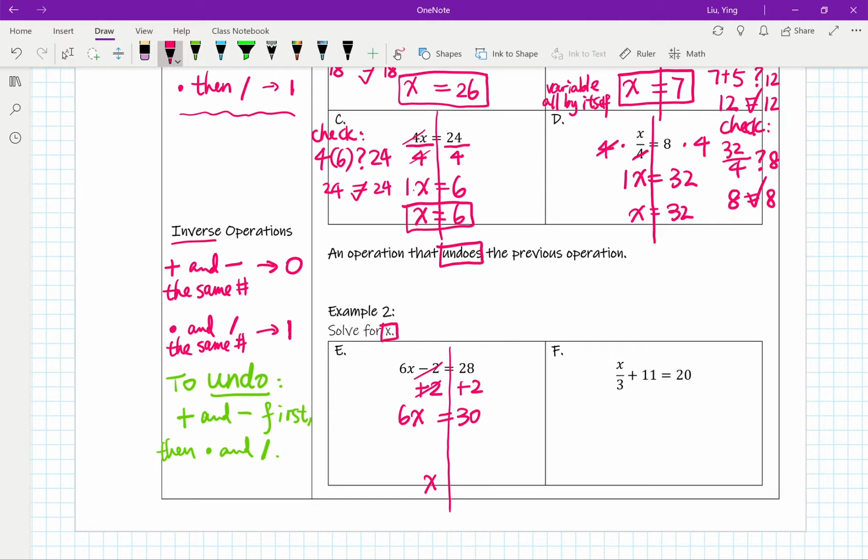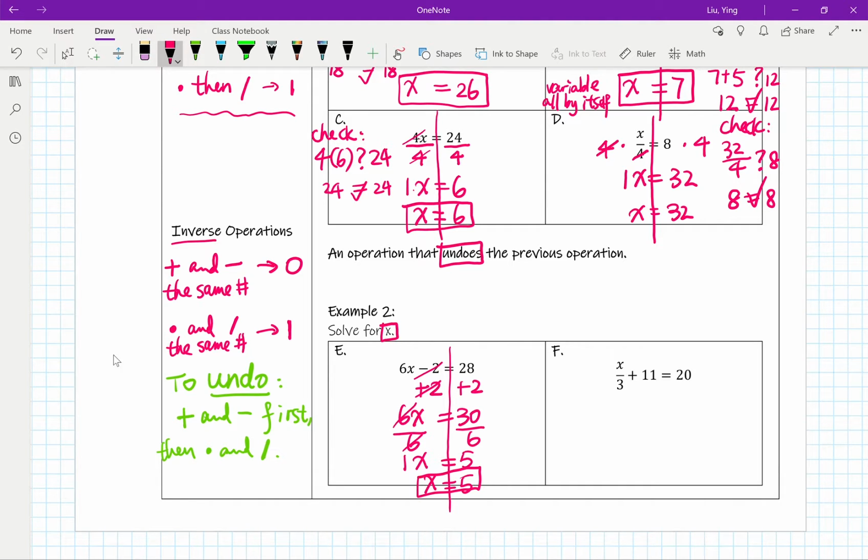Okay. Now, the next step is we still have to undo the 6. So 6 is a multiplier, meaning 6 times x. What would undo multiplying? Dividing. So we'll divide by 6 on both sides. When you multiply and divide and they undo each other, they result in 1. And on the right-hand side, 30 divided by 6 is 5. So the answer is 5 because 1x is the same as x.